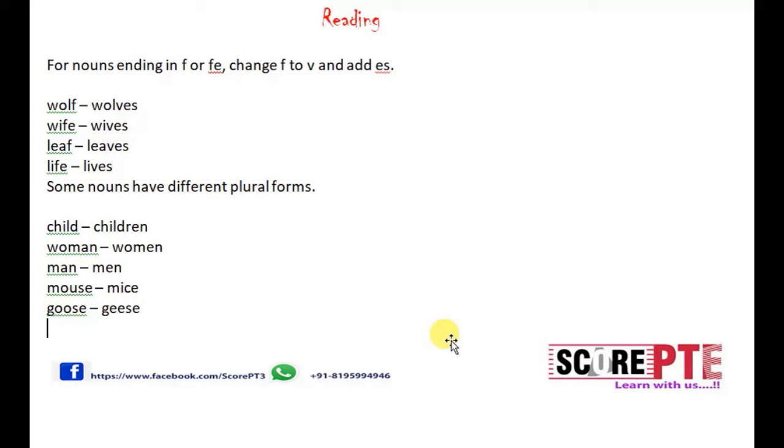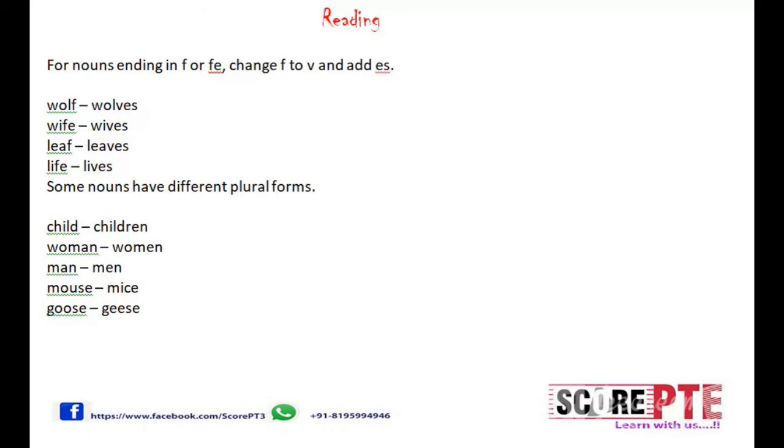Sorry, I haven't discussed one more grammar rule. It was subject object verb. Go and get it in your list. Why? Because it is going to be used in your reorder paragraph.